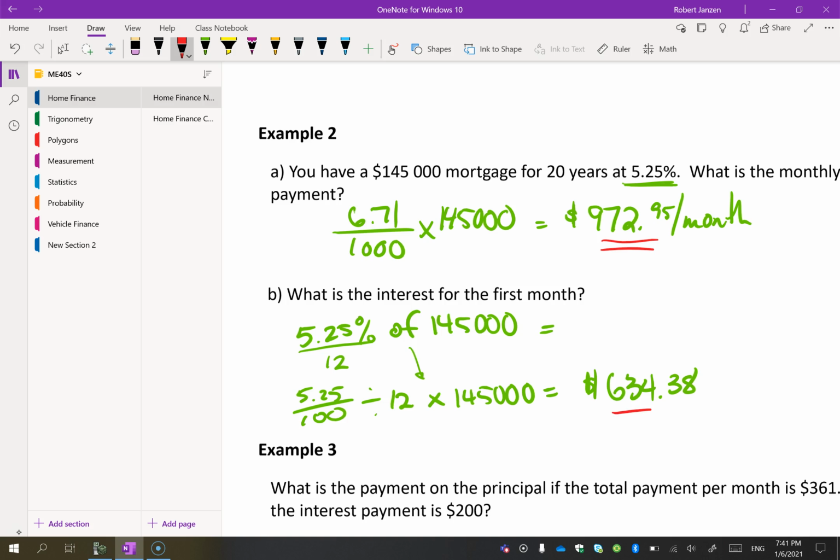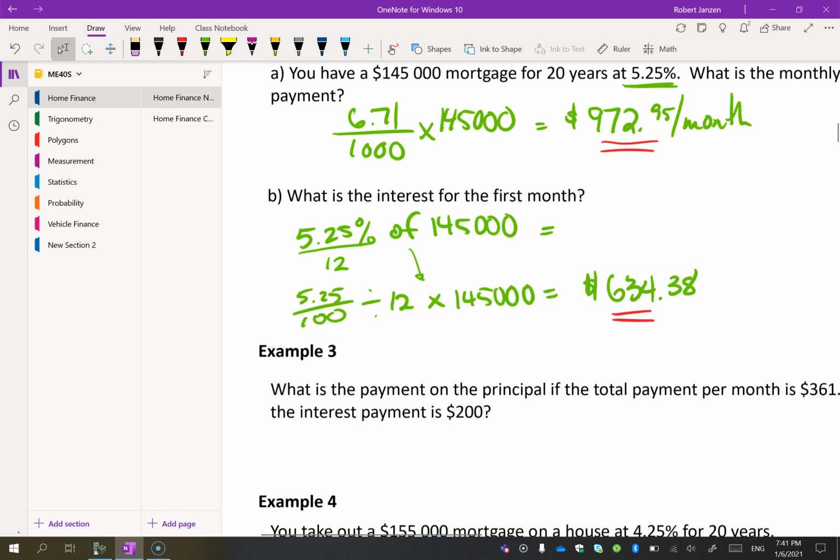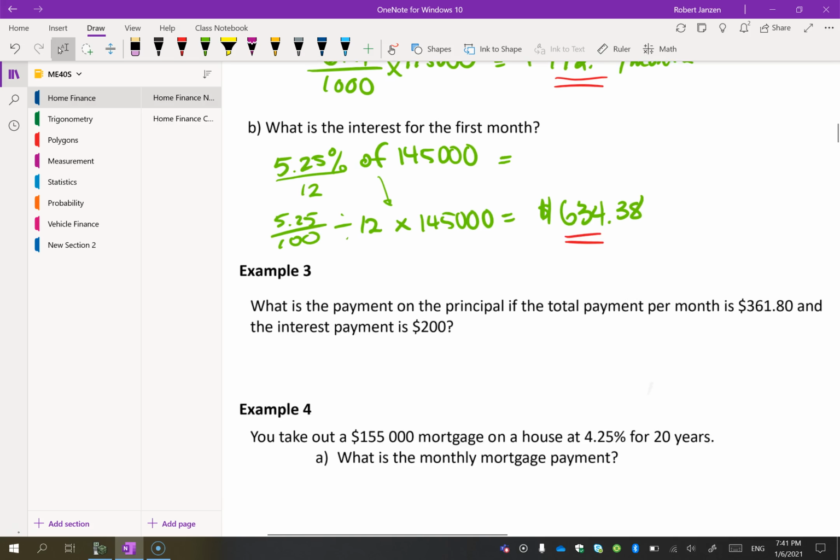Now, just a quick look at that. So if you're paying $972 a month, $634 of it is interest. Okay, that's not paying off your mortgage. That's just paying the bank to have the right to let them give you their money. Okay, interest is a painful thing. Costs a lot to borrow money.